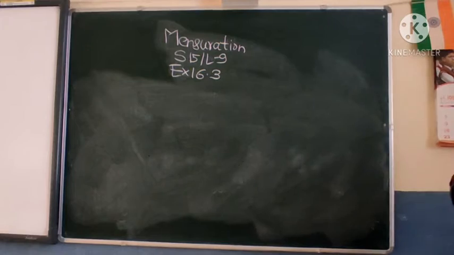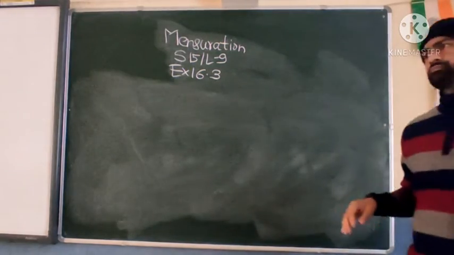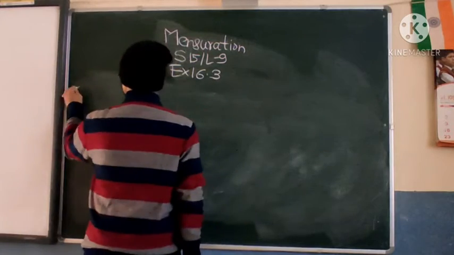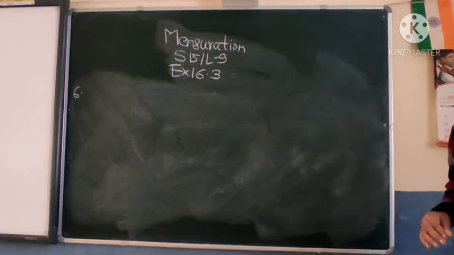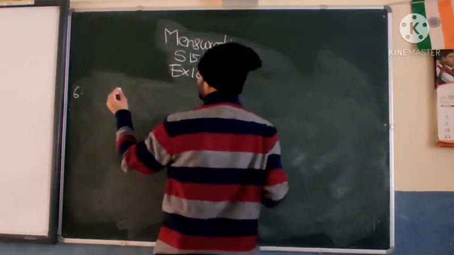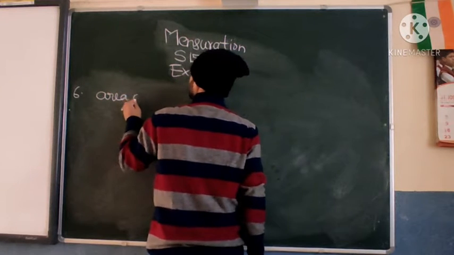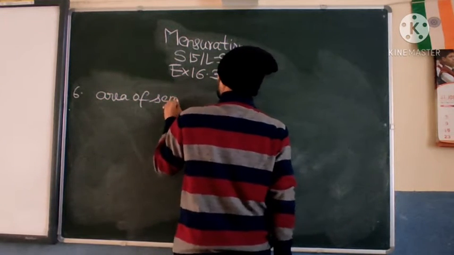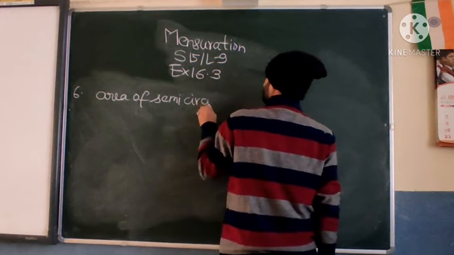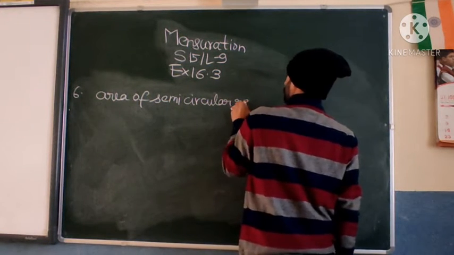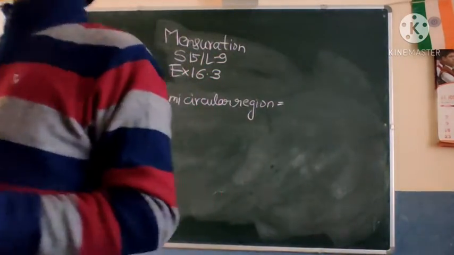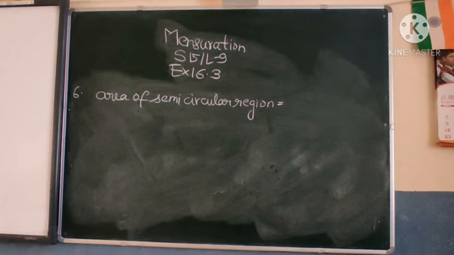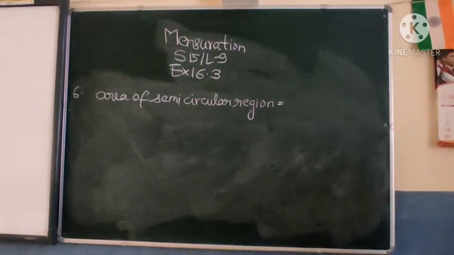Okay, let me take up question number 6 now. Question number 6 says the area of the semicircle is 77 centimeter square, find the perimeter. What is the area given here? Area of the semicircular region is given as 77 centimeter square.